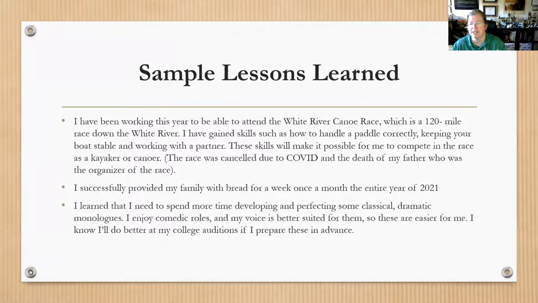So here are some of the sample lessons from this year's record book. And Linda, I think you might recognize one of these here. So I have a youth here who said, I have been working this year to be able to attend the White River Canoe Race, which is a 120-mile race down the White River. I have gained skills such as how to handle a paddle correctly, keeping your boat stable, and working with a partner. Again, this is a COVID year. These skills will make it possible for me to compete in the race as a kayaker in a canoe. The race was canceled due to COVID, due to the death of his father, who was the organizer of the race.